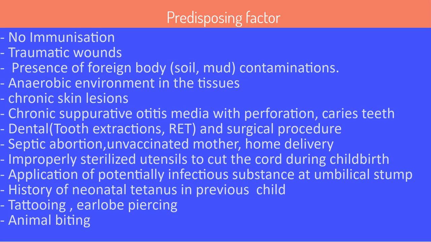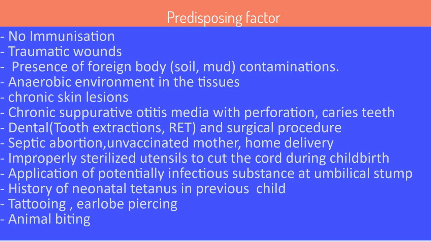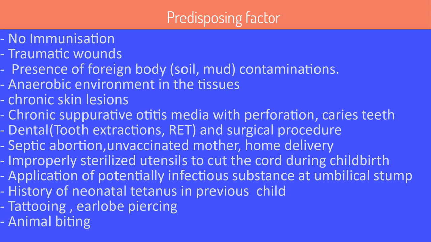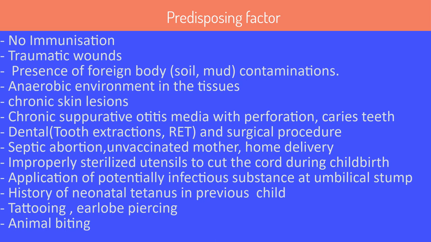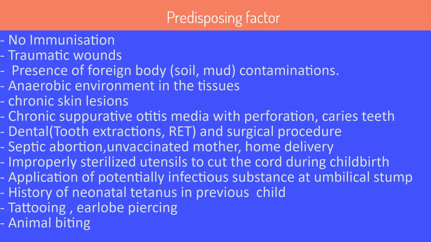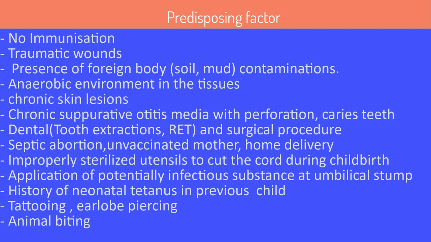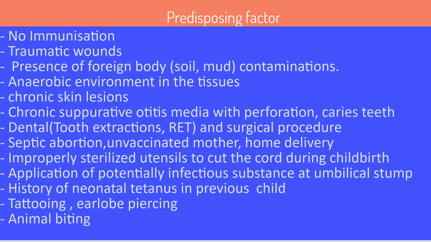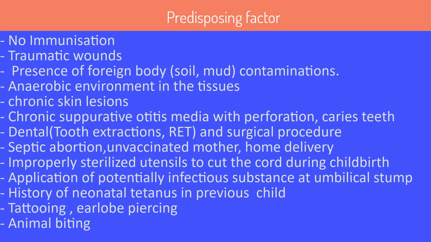Even newborns are at high risk of having tetanus, especially in our country. In the rural areas, there is a high prevalence of home delivery, right? The babies are born at home. And in the local setup, when they give birth to a baby, they use improperly sterilized utensils to cut the umbilical cord after the child has been born. And I don't know why, but people apply substances that are potentially infectious, like animal dung and mud, to the umbilical stump. It means the cut umbilical cord.